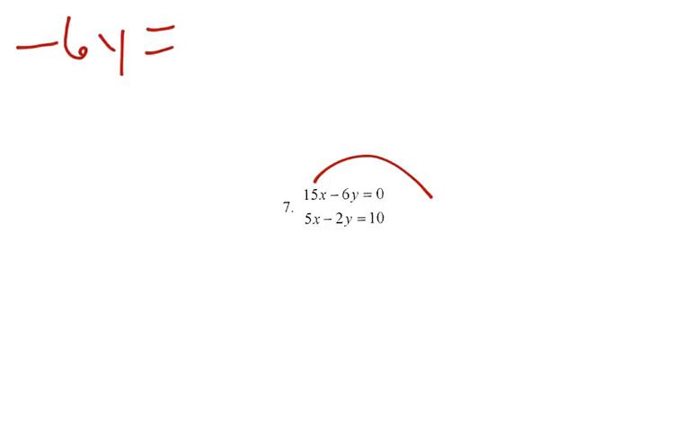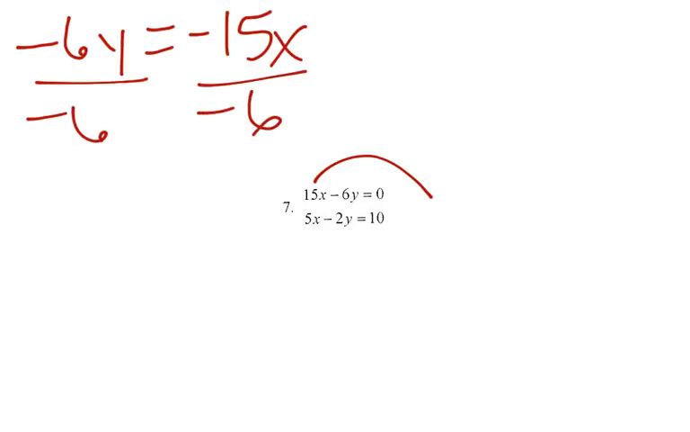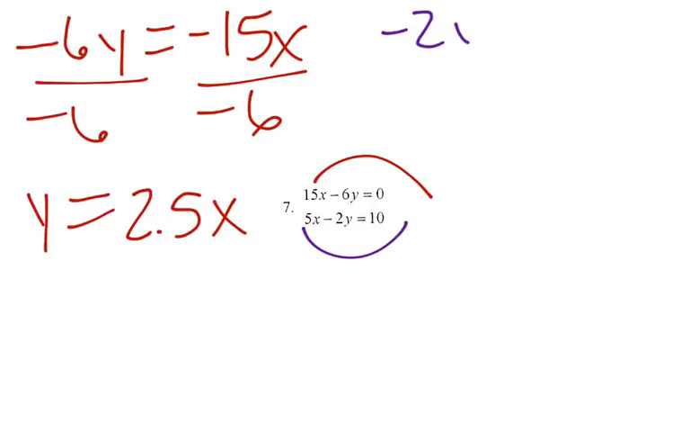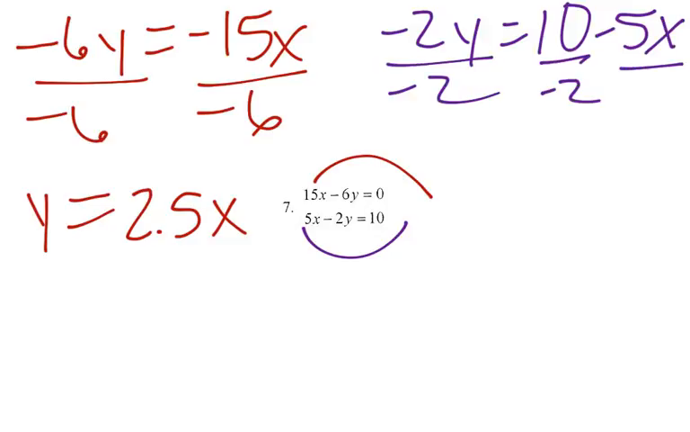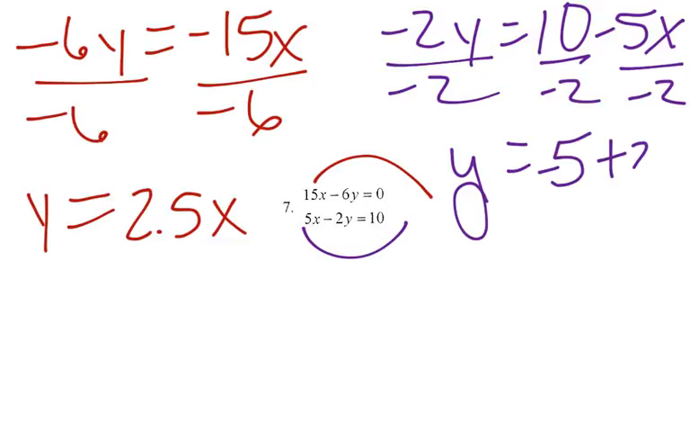Negative 6y is equal to negative 15x. So you're going to divide everything by negative 6, and you get y is equal to 2.5x. Don't worry about it being a decimal, no big deal. Move your x on the second one, and you get negative 2y is equal to 10 minus 5x. Divide everything by negative 2. You'll get y is equal to negative 5 plus 2.5x. So you go to y equal, you clear it out. We have 2.5x, and we have negative 5 plus 2.5x.